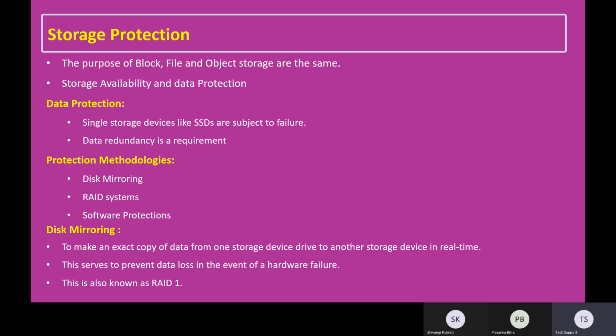In storage protection, I mentioned the first point: the purpose of block, file and object storage is the same. Technically, it's three types of storage, but the purpose is always to store our application data, files and folders. So depending on our requirement, we can choose different types of storage.